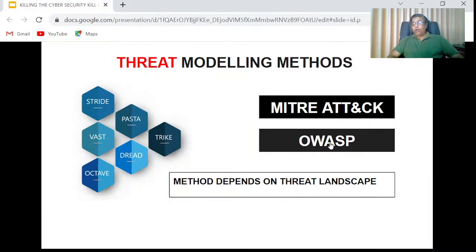There is also the OWASP model, which is mainly for web applications. All these methods depend on the threat landscape. The threats that are in America and Sri Lanka or in India may be different from each other. There may be common threats.